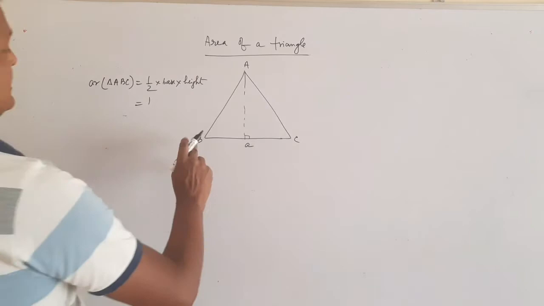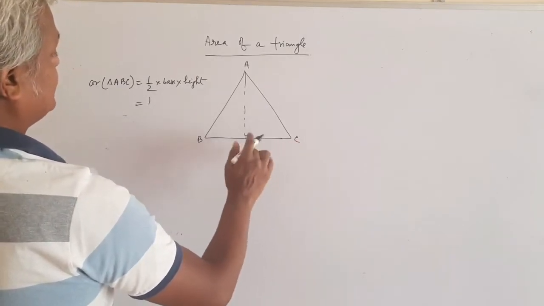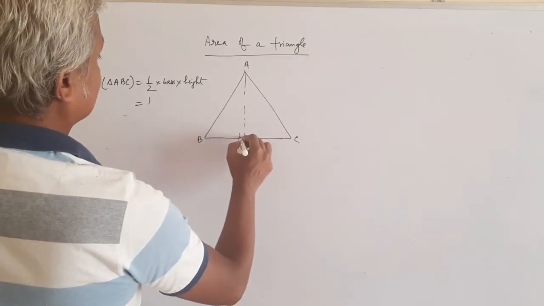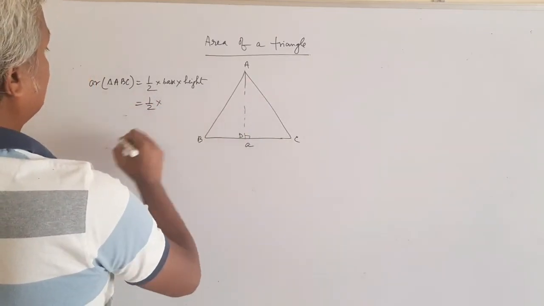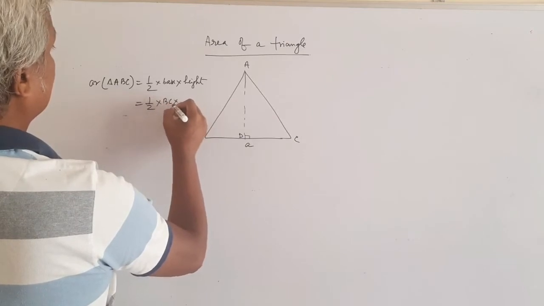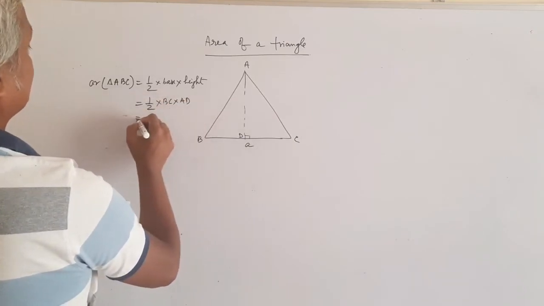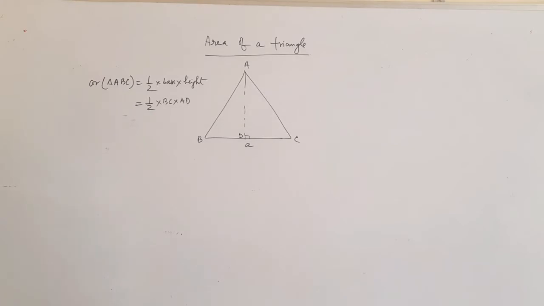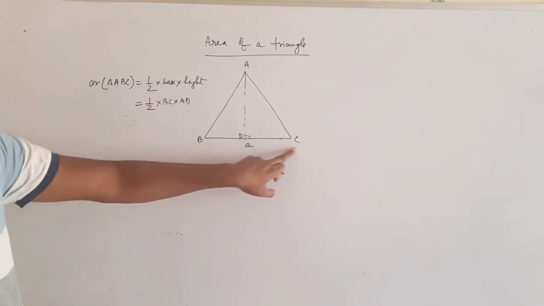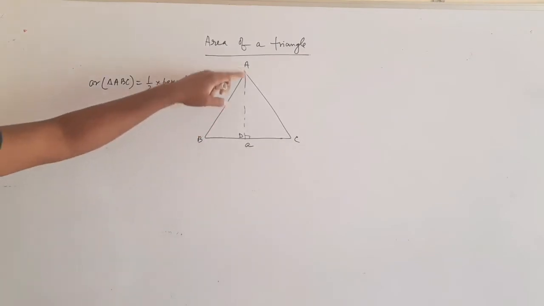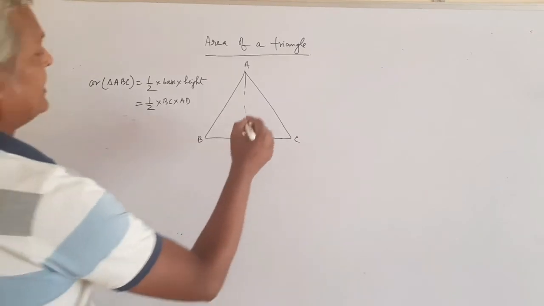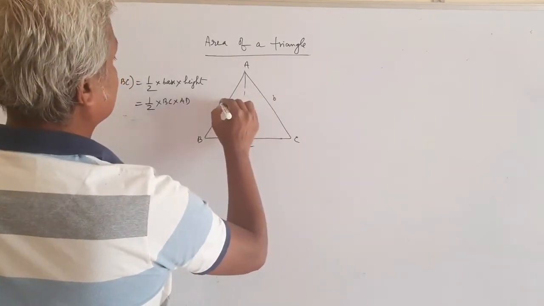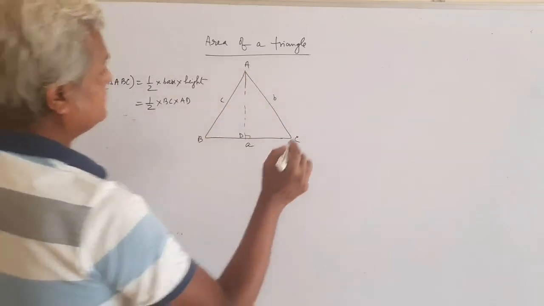So one by one, in this case I have assumed that my base is BC and this is the perpendicular AD, so I'll have half into BC into AD, that is the area of the triangle. So the area of the triangle is half into base BC into height AD, right? Now what is BC? That is a. Now how to find the height? So this is B and this is C. So I'll use this triangle.